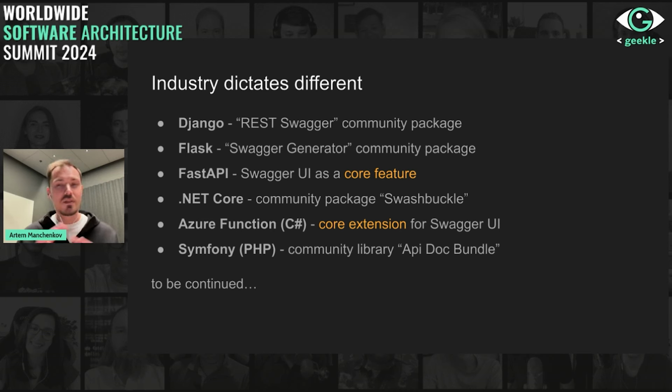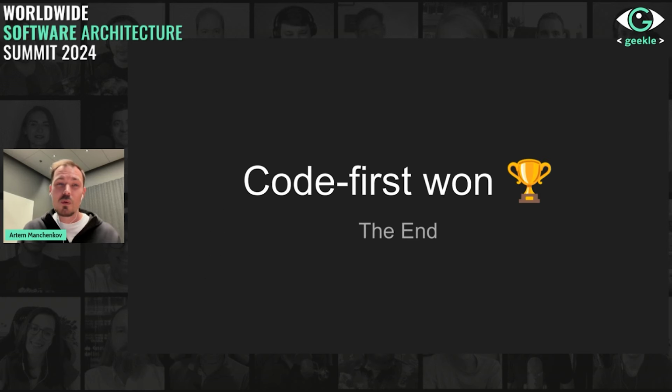And the same thing happens in other communities. .NET Core has a Swashbuckle package that generates Swagger from your code. Azure Functions in the .NET stack has it as a core extension as well. And Symfony, a quite popular framework from the PHP world, also uses this code-first approach. And a lot of other examples. Trust me, I checked it. This is why I'm a technical diversity advocate, because I checked a lot of things and I encourage people to do the same. So based on this list, we can say that basically code first won.